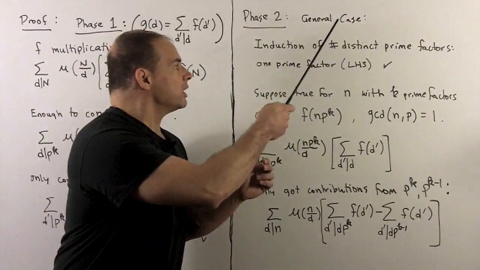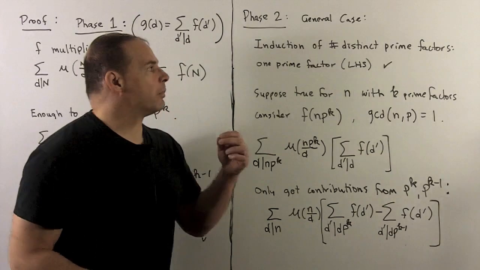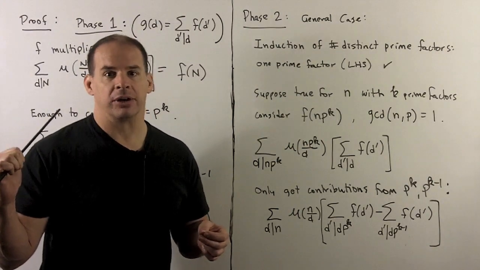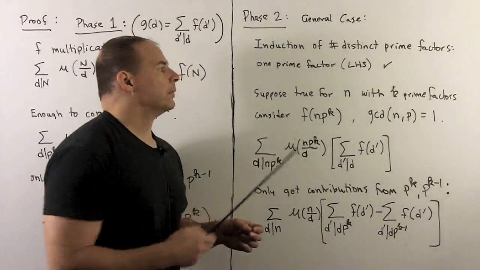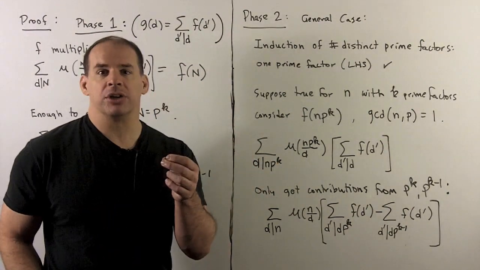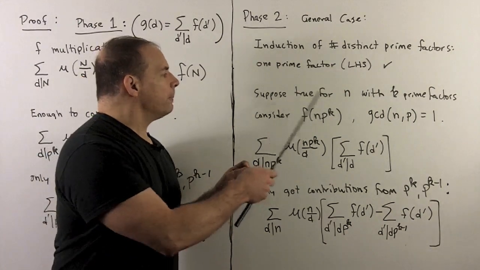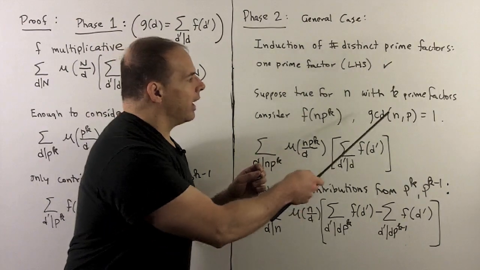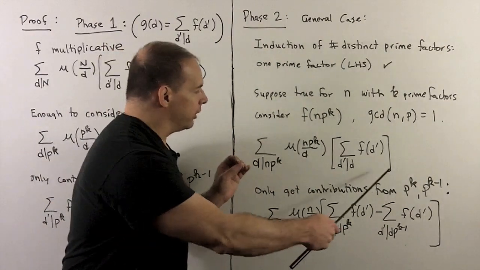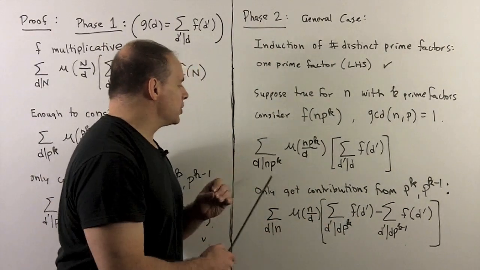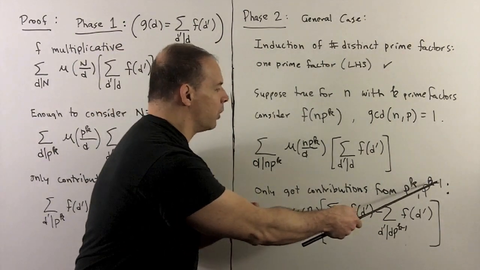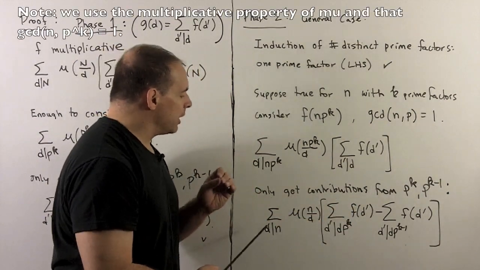Now, for the general case, we'll do induction on the number of distinct prime factors in n. We've just shown the case where we have one prime factor. Now, for the induction, we're going to assume it's true for n with k prime factors. So I want to show the formula on n times p to the k, where n and p are relatively prime. We substitute into what we want to work with, like this. And we note as before, the only terms that are going to contribute are those that have a p to the k or a p to the k minus 1. So that lets us rewrite our formula as so.